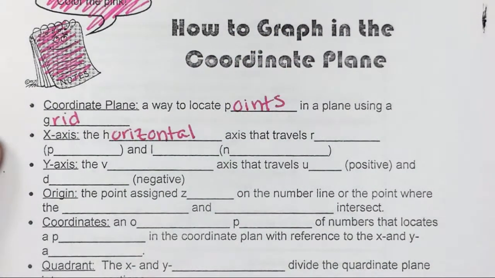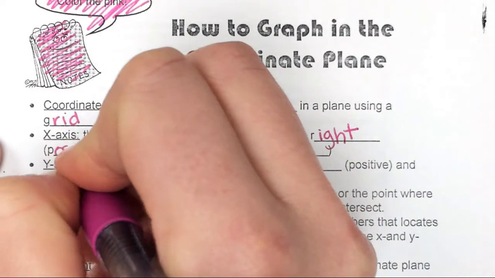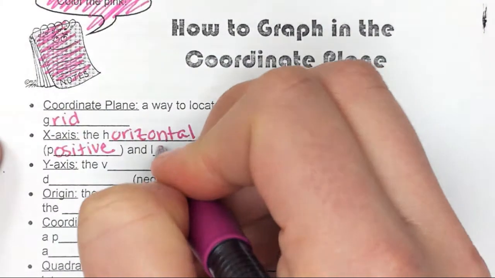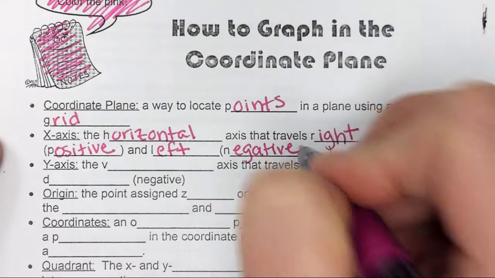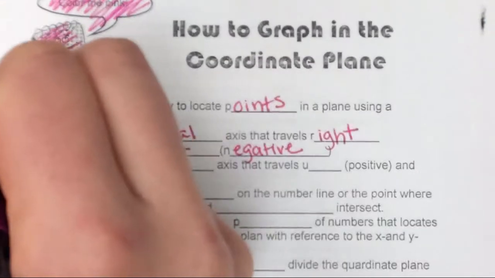The x-axis is the horizontal axis, and it travels right. That's the positive direction. And left, that's the negative direction. So the x-axis travels from left to right.